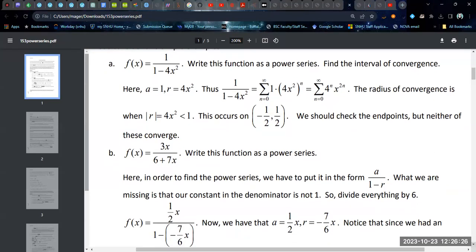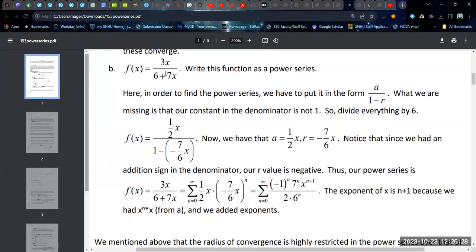Now, in the case of this example, we have to do a little bit of fixing here. One of the issues that we have in this scenario is that the constant in the denominator is not 1, and it is in the geometric series formula. So how do we fix that? Well, essentially, we're just going to divide every component of our expression by whatever this constant is. In this case, 6. So we're going to divide out the 6.